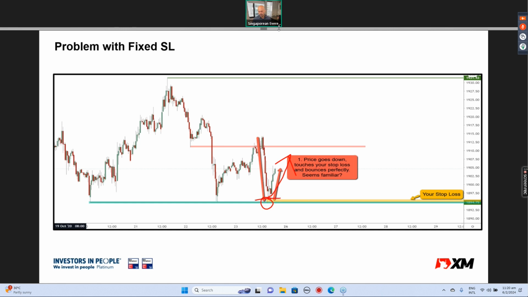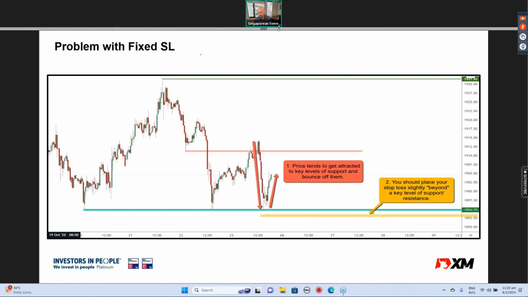See, by having a fixed SL of 100 pips from the entry, it ends up that the SL is placed exactly at or just above a major support zone, and this means that it's quite likely to be triggered should price pull back. Ideally, this stop loss should be placed below the support zone so as to give us that little bit of buffer, and that is why having a dynamic approach to SL is a more suitable approach than having a fixed SL strategy.